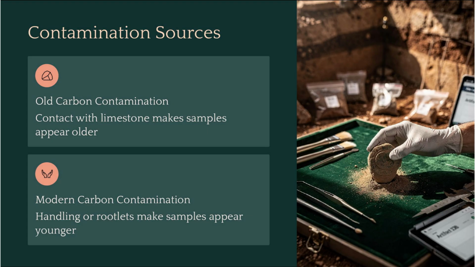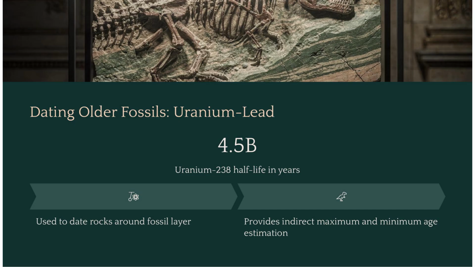Precision can be ruined by contamination sources. There is old carbon contamination, where contact with limestone makes samples appear older than they actually are. Conversely, modern carbon contamination, caused by handling or rootlets growing into the sample, creates the opposite effect, making samples appear younger.